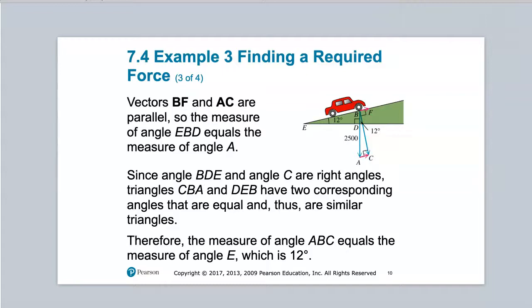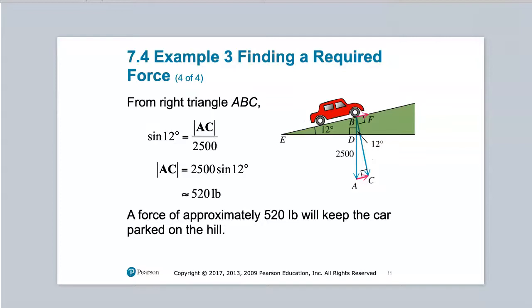Alright, so there's a further explanation if you want to pause and read that. But ultimately, I just want to get to this part right here. And we zoom in on this right triangle that we have here. We use a basic sine SOHCAHTOA because we have a right triangle. And so we can find AC by using simple sine ratio. And then that will tell us the force to keep the car parked on the hill.